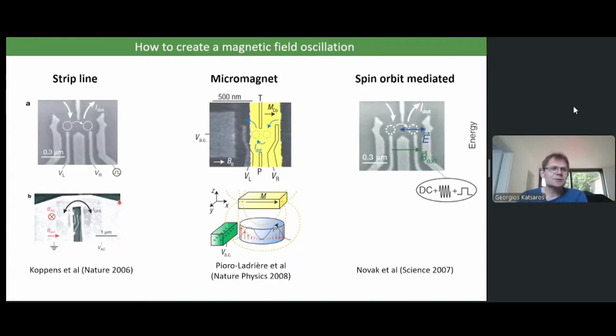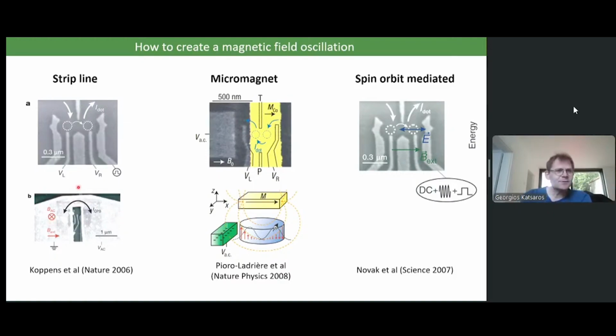And this is actually how the first spin qubit, the Loss-DiVincenzo spin qubit, was realized back in 2006 by Frank Koppens et al. in the group of Leo Kouwenhoven. So it was the time still of gallium arsenide. You had a double quantum dot, and what Frank Koppens did, they deposited the polymer on top, and then they created a strip line. So this is nothing else than a metal through which you can drive an AC current, and an AC current creates a perpendicular magnetic field.